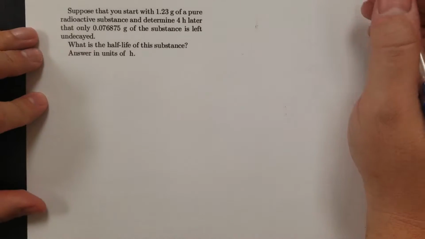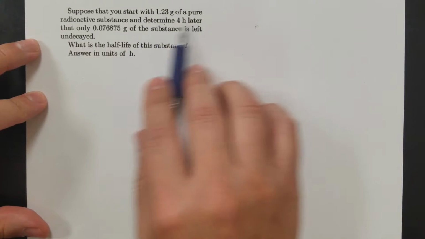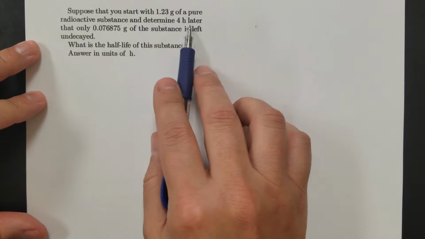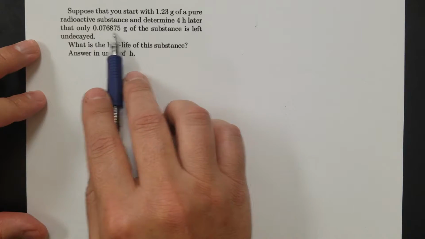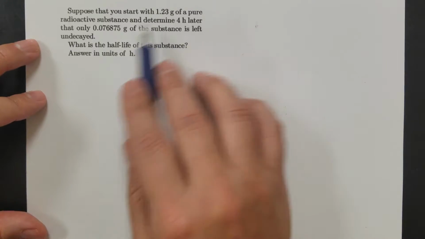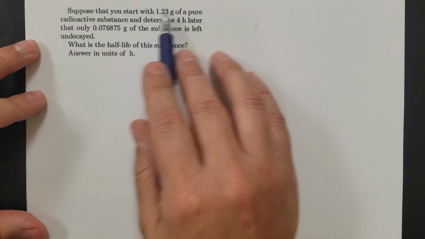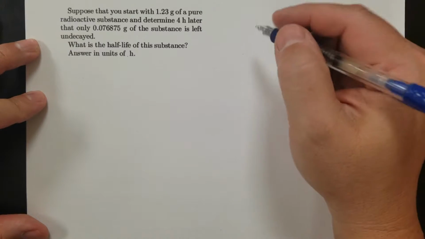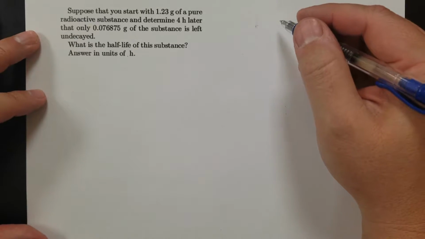Okay, so this is a half-life problem. Suppose that you start with an amount of a pure radioactive substance, and 4 hours later, only so much of the substance is left, right? So I know if I start with 1.23, half of that would be one half-life later, right? But this isn't that easy. But luckily, half-life problems all follow the same kind of pattern, right?